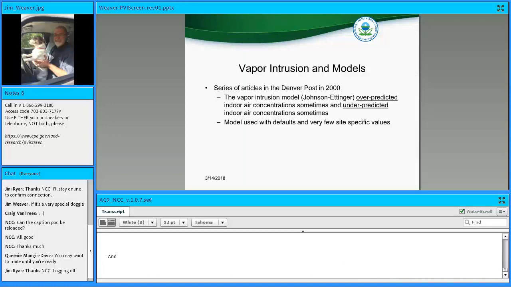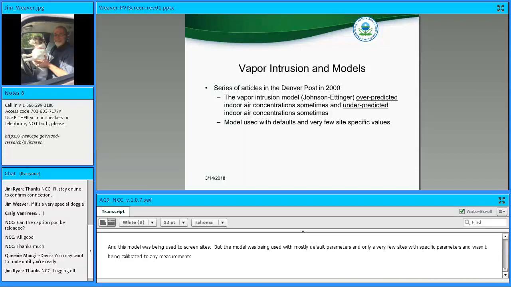But the model was being used with mostly default parameters and only a very few site-specific parameters, and it wasn't being calibrated to any measurements. So it's really no surprise that this model alone wasn't very good at predicting, a flat-out prediction of indoor air concentrations.